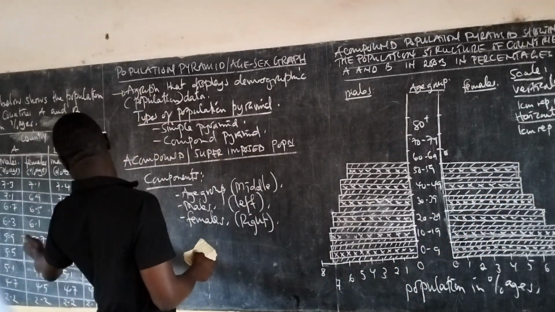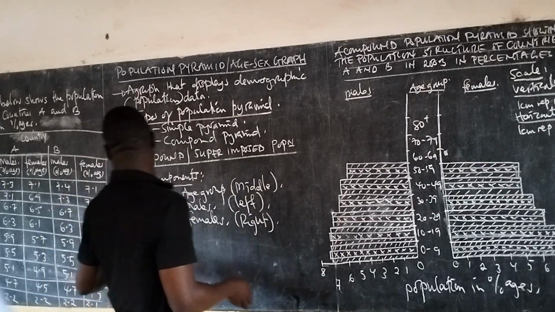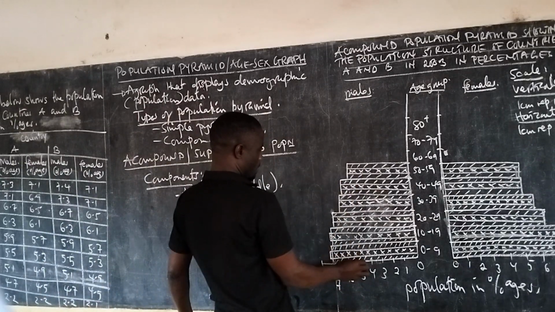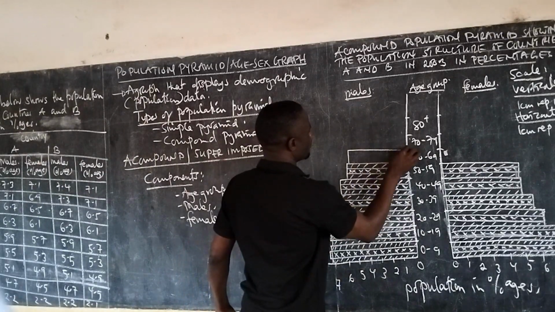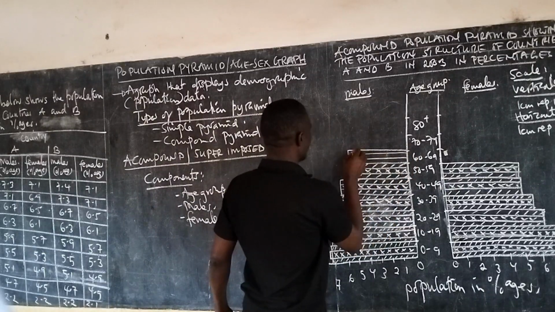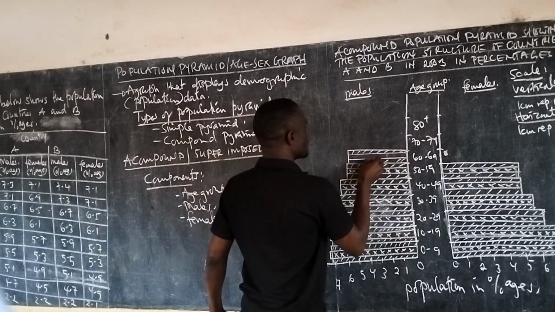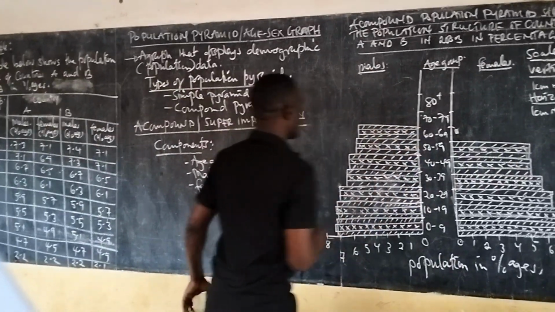Then we have 60 to 69 males: country A 5.1, country B 5.1, around here. You must be accurate when you are drawing. You must use a ruler and you must use a pencil.